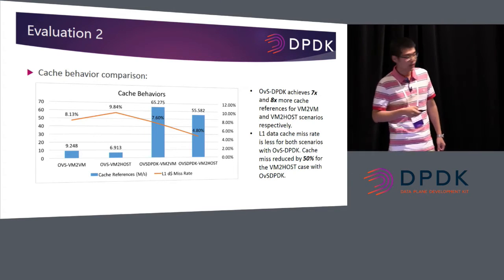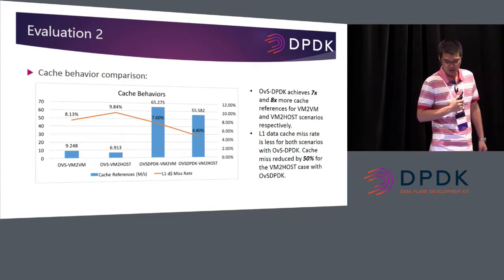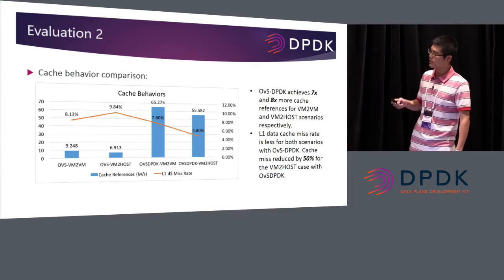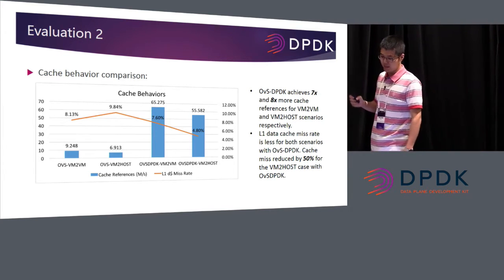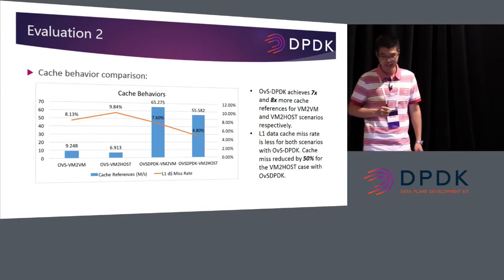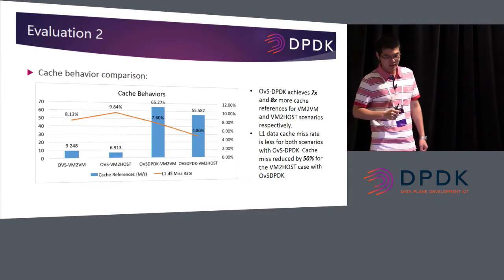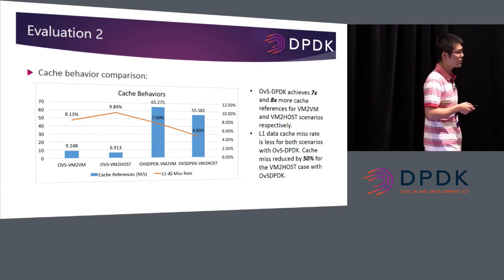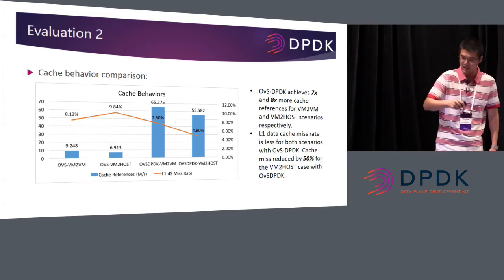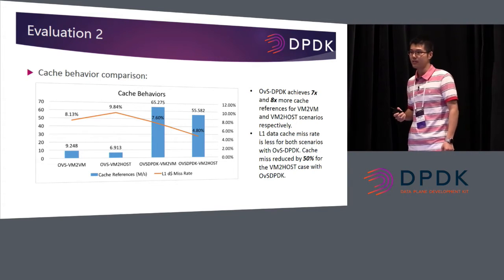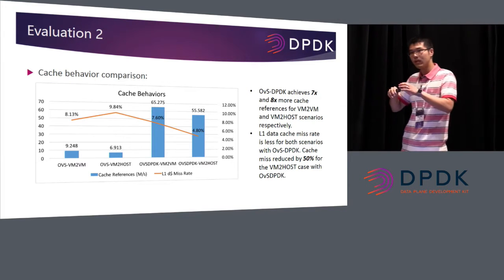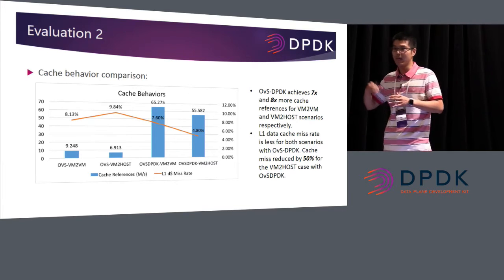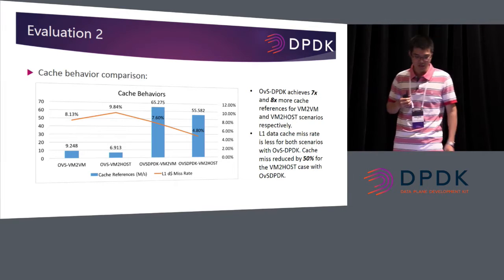Okay, so if we look at the blue bars, again, we compare the first bar and the third bar, we can observe at least 7 times more cache references. And if we look at the second and the fourth bar, that is like 8 times more cache references. That means if we're using OVS DPDK, it is more cache friendly, and we can have more cache references.